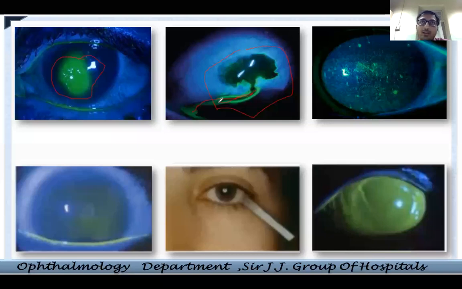Similarly, if you do a keratoplasty and you are not sure whether between 6 to 7 o'clock there is leakage or not, or why the AC is not formed, you go and touch at the graft-host junction, and you will see the leaking. That's how you do a Seidel test.